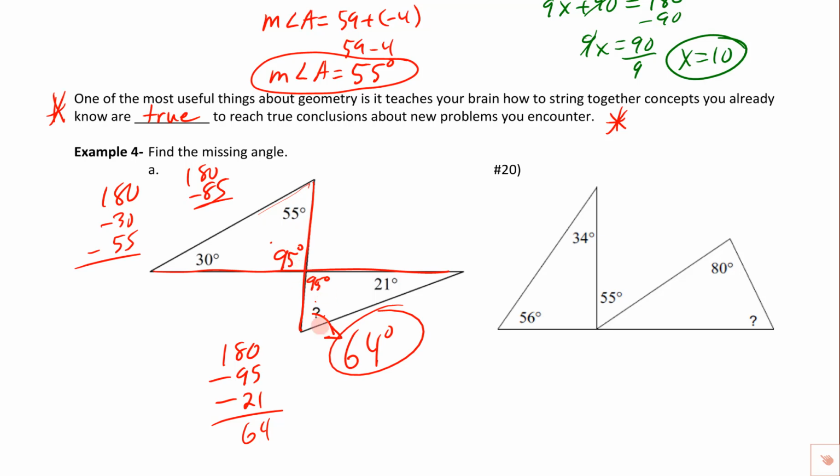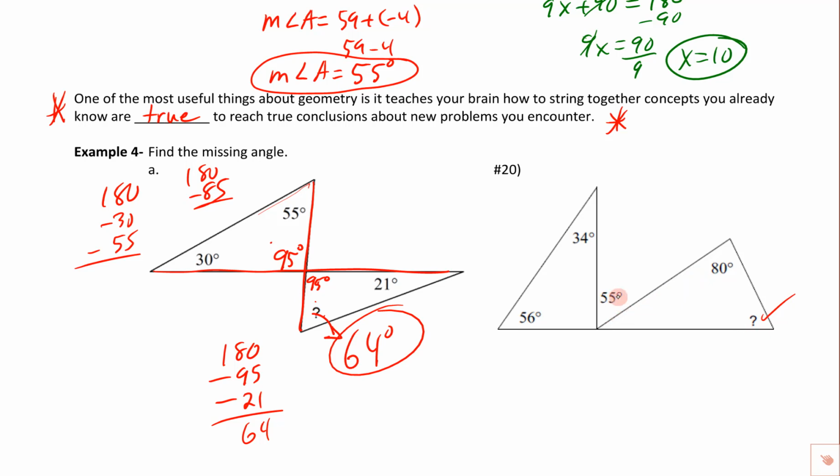This is actually problem number 20 from your assignment, so make sure you pay attention to this one. We want this angle right over here. That's the one that we want. Same situation. We've got one of the angles, but we don't have the other one. So if I had these two angles, I can just do a triangle sum problem, do a little subtraction, and I can find that one.